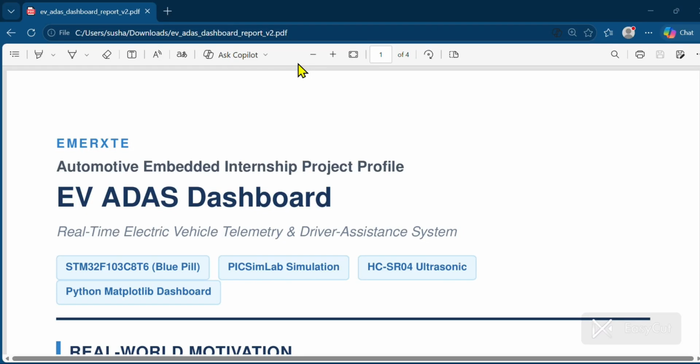I am Shushan Kumar Rai, and I am excited to present my project profile for the Emertxe Embedded Internship. My project is about the real-time electric vehicle and ADAS dashboard.